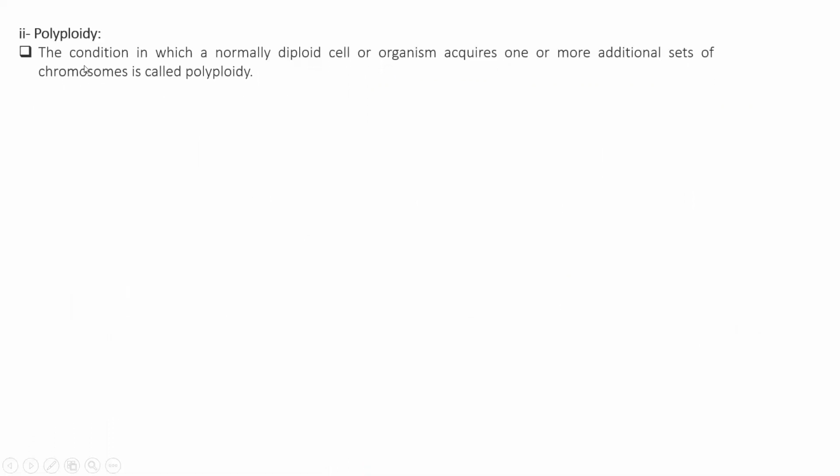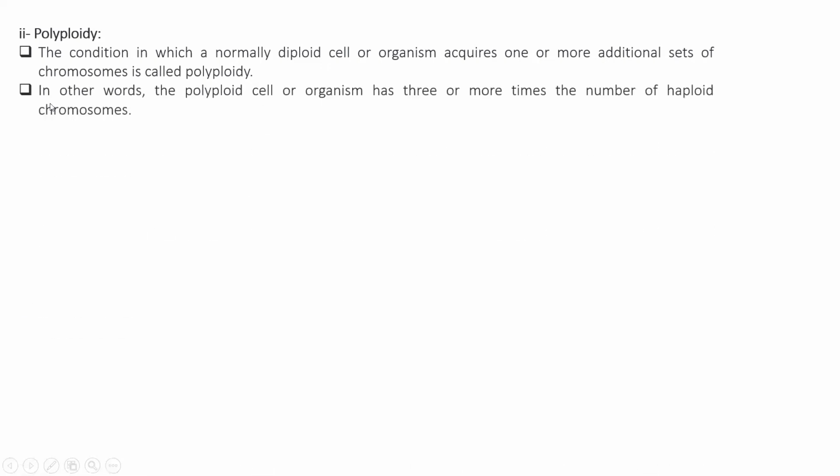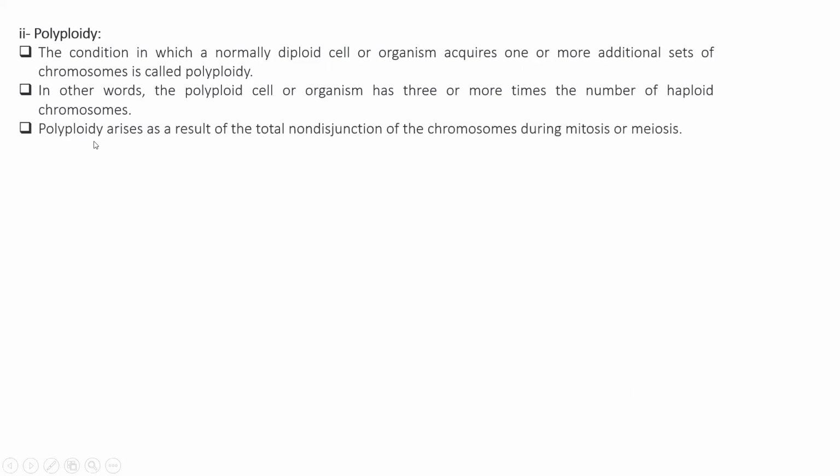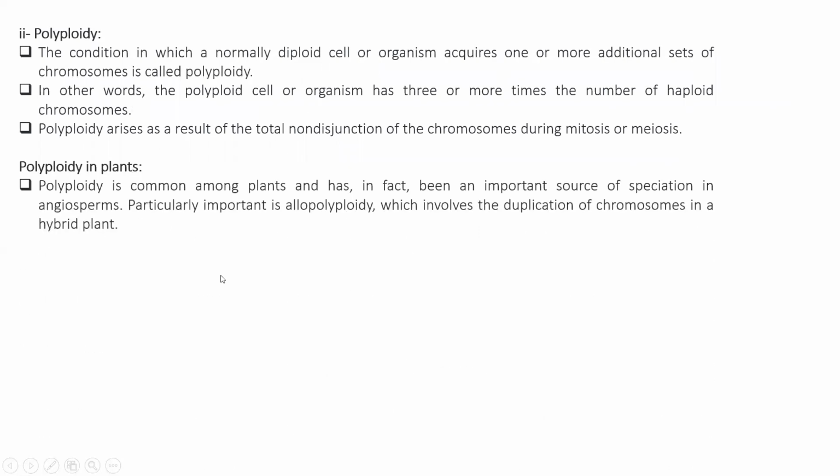Then polyploidy, the condition in which a normally diploid cell or organism acquires one or more additional sets of chromosomes, is called polyploidy. In other words, the polyploid cell or organism has three or more times the number of haploid chromosomes. Polyploidy arises as a result of total non-disjunction of the chromosomes during mitosis and meiosis. These are the reasons why polyploidy happens.